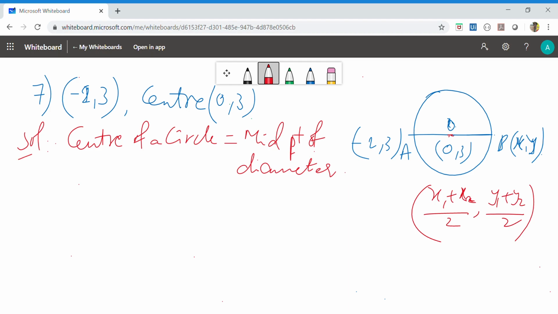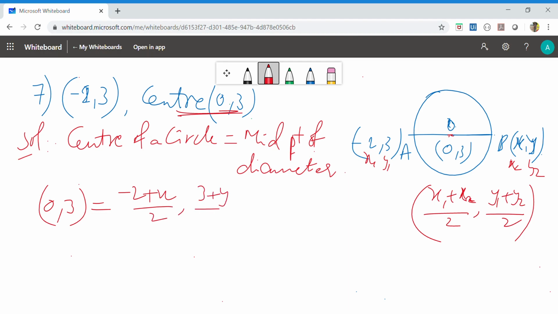So what can I write? The center given is (0, 3), which is equal to, with this as (x1, y1) and this as (x2, y2), what is x1 + x2? That is -2 + x, by 2. And y1 + y2 is 3 + y, by 2. So now two ordered pairs are equal. What can you equate? Equate the abscissas and equate the ordinates.